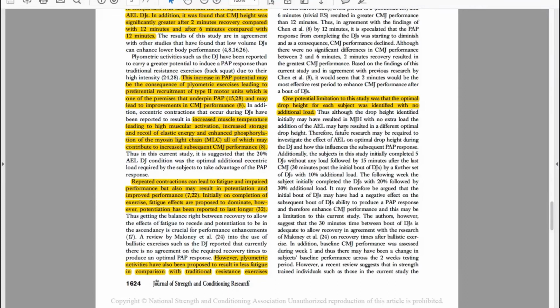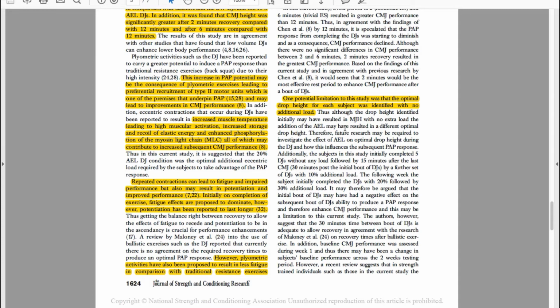Repeated contractions can lead to fatigue and impaired performance, but also may result in potentiation and improved performance. Immediately after completing the exercise, fatigue effects are proposed to dominate. However, potentiation has been reported to last longer. Plyometric activities have been proposed to result in less fatigue in comparison with traditional resistance exercises. Therefore, the recovery duration needed to induce a PAP response may be reduced compared with heavy resistance exercises such as a squat due to reductions in system mass.